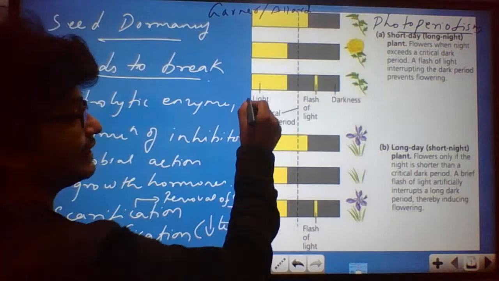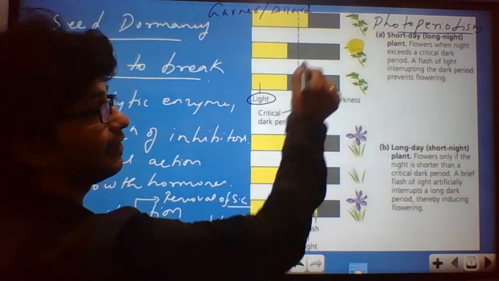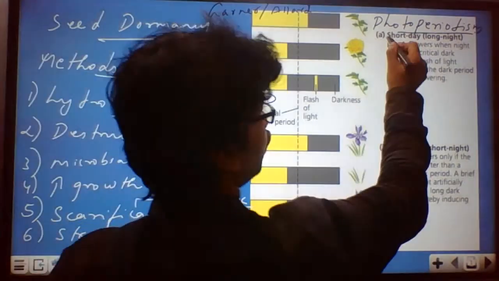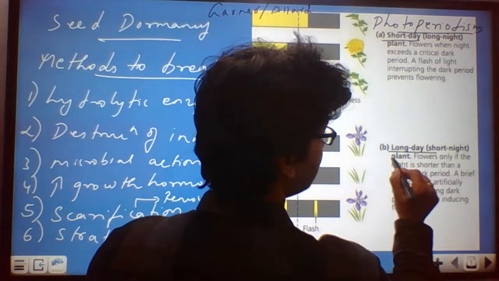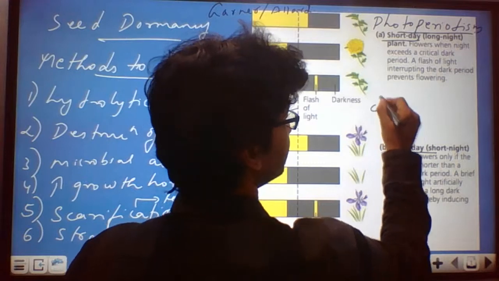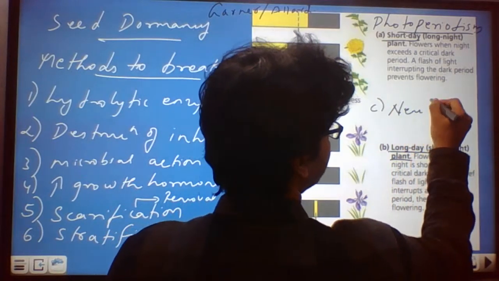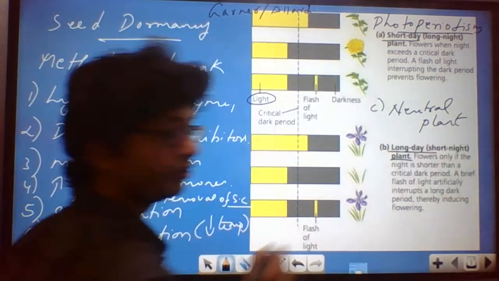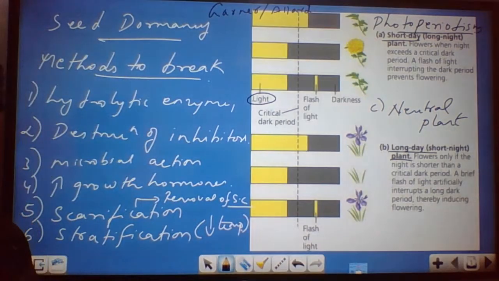By means of light as an important factor, we categorize photoperiodism mainly into three types. We have short day plants, long day plants, and one more type that we call a neutral plant, where the factor that seems important here is light.